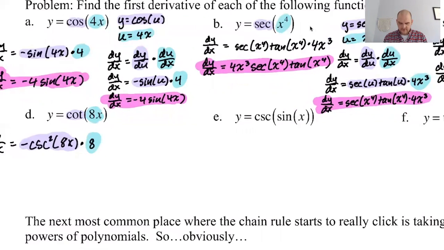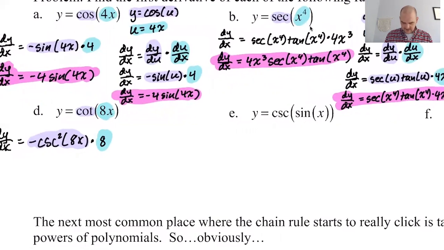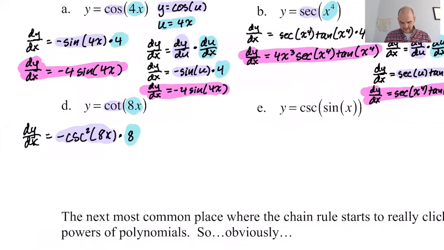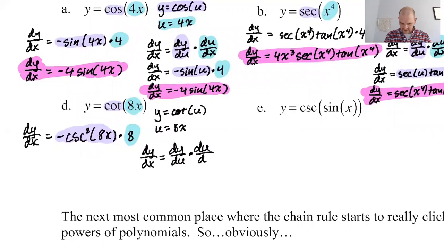You could also do it, and I think I might stop doing this because I don't really do this that often, but I find that when you're first starting, it can be helpful for some people. So y is the cotangent of u, and then u is equal to 8x, and then to find dy/dx, it'll be dy/du times du/dx. And then we just find those things.